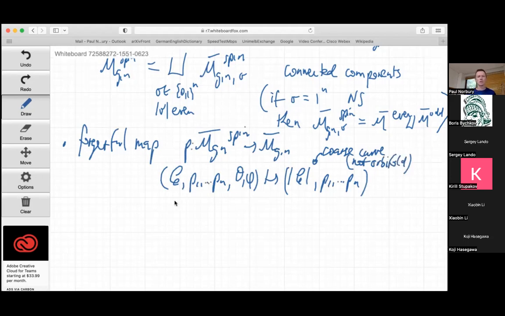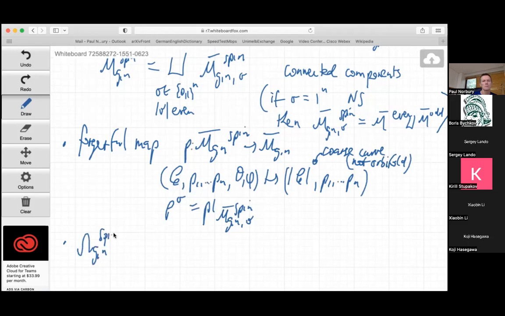And its restriction, P sigma, we'll say is the restriction to these components. So this defines a cohomological field theory. So we take omega gn spin. Let me actually start with my vector space and vector.